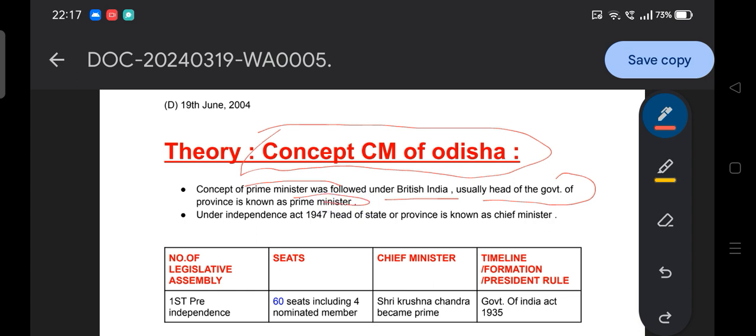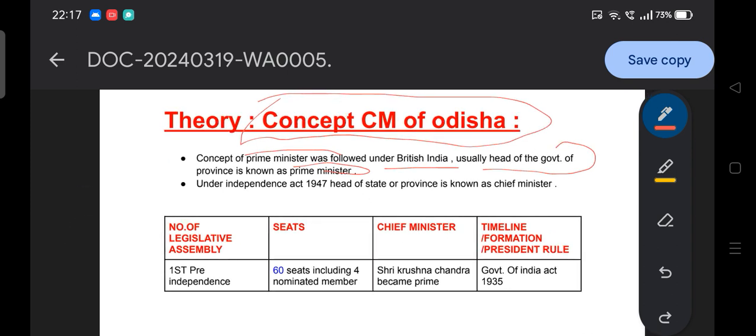So here, friend, during the time of British India or the pre-independence era, the head of the government is known as the prime minister. That you have to remember. If a question with respect to prime minister is asked, you don't need to worry, but you have to remember that at the time of pre-independence the head of government is known as the prime minister.